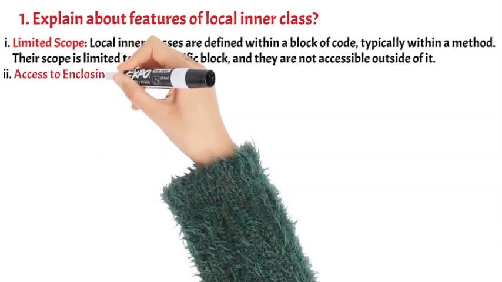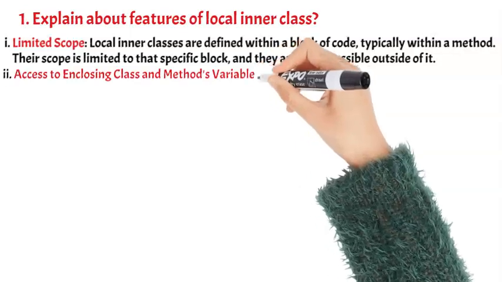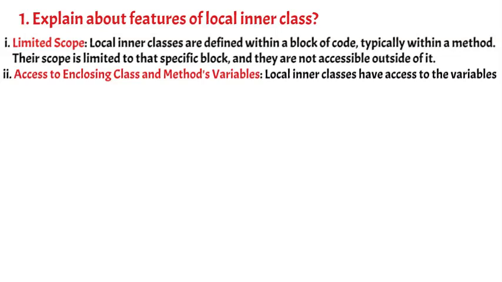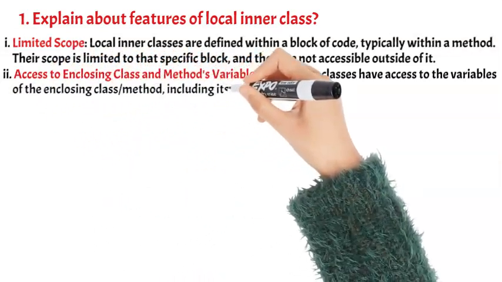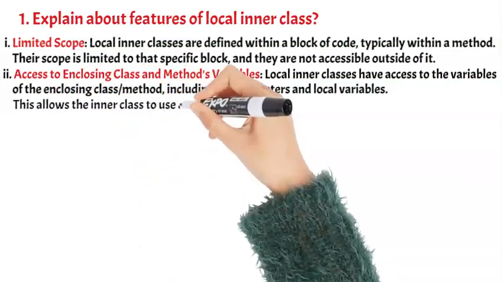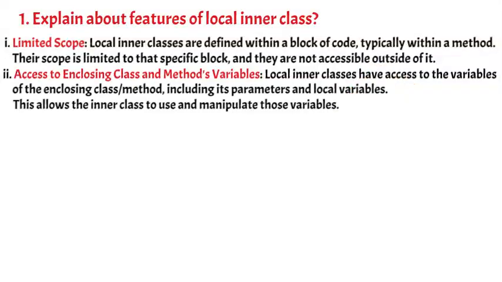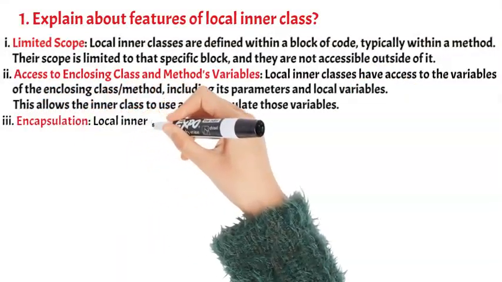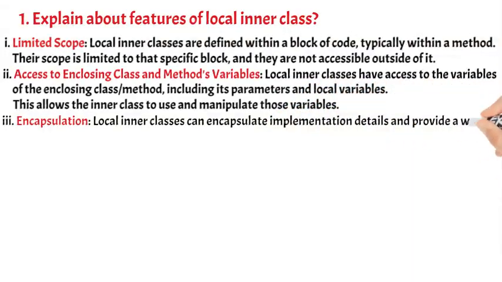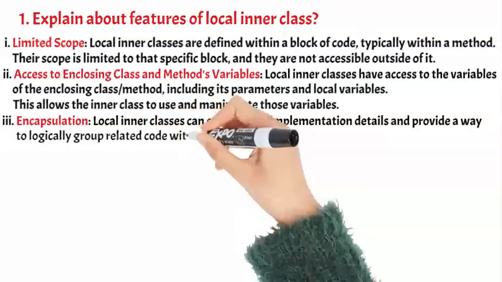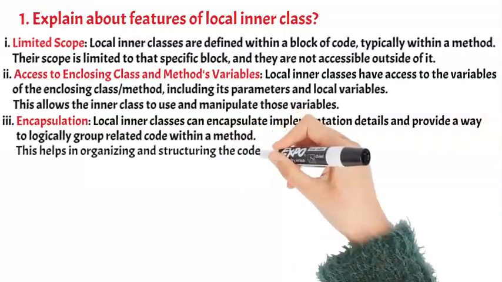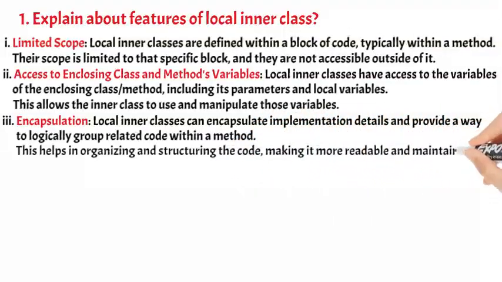2. Access to enclosing class and method's variables. Local inner classes have access to the variables of the enclosing class/method, including its parameters and local variables. This allows the inner class to use and manipulate those variables. 3. Encapsulation. Local inner classes can encapsulate implementation details and provide a way to logically group related code within a method. This helps in organizing and structuring the code, making it more readable and maintainable.